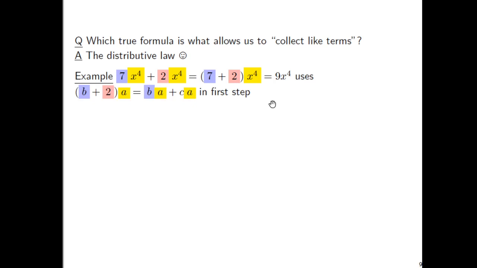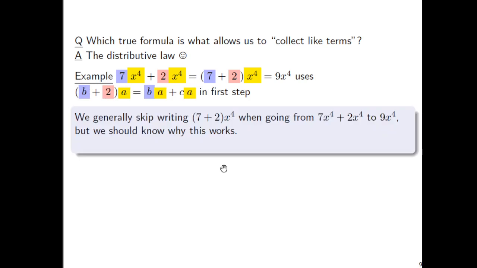So this is really using the distributive law. Sorry for the typo. This should be a C. Well, yeah, this is fine. It was a B, and then C, but C we're plugging into, right? It's using this formula, and generally we skip writing this 7 plus 2 quantity, then times x to the fourth, when going from 7x to the fourth plus 2x to the fourth directly to 9x to the fourth, right?